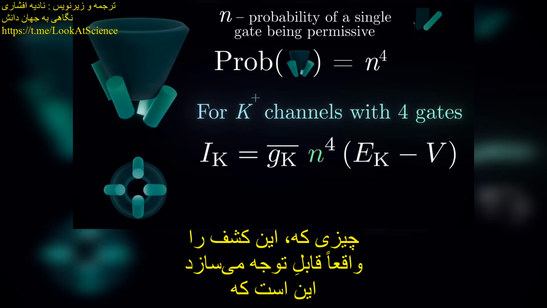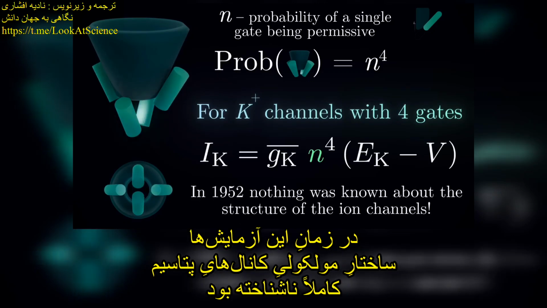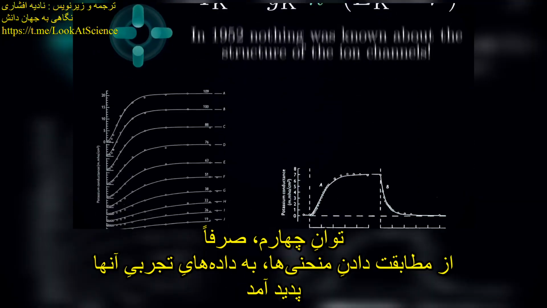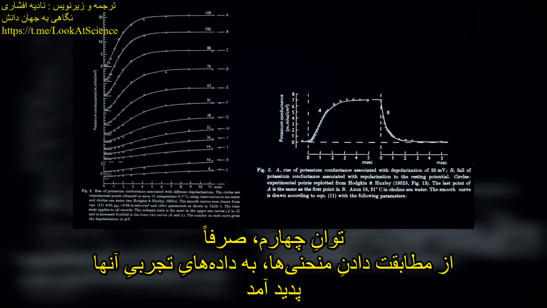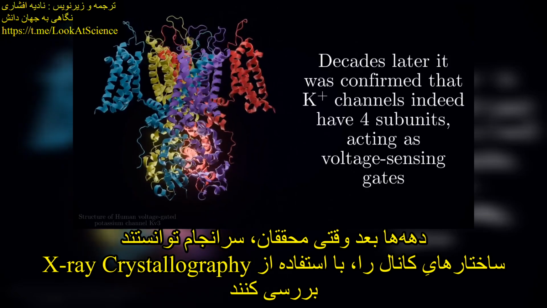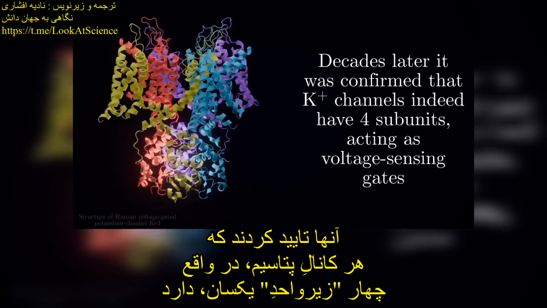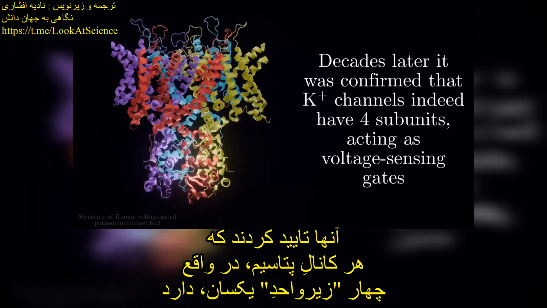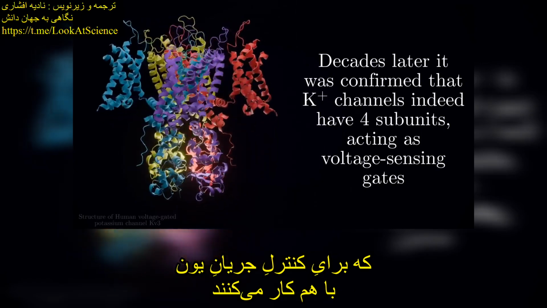What makes this finding truly remarkable is that at the time of these experiments, the molecular structure of potassium channels was completely unknown. The fourth power emerged purely from fitting curves to their experimental data. Decades later, when researchers could finally examine channel structures using X-ray crystallography, they confirmed that each potassium channel indeed contains 4 identical subunits that work together to control ion flow.